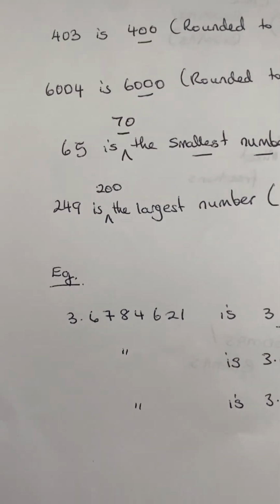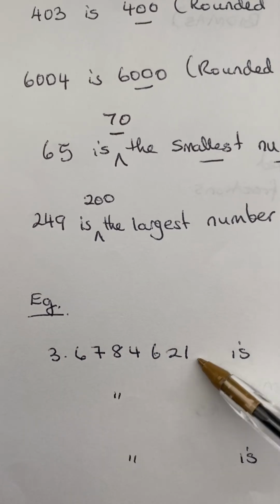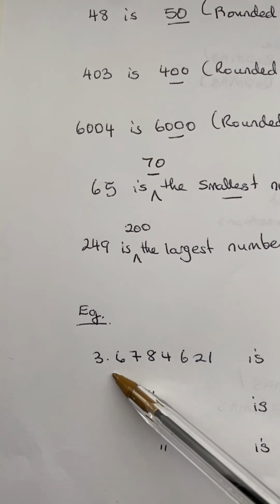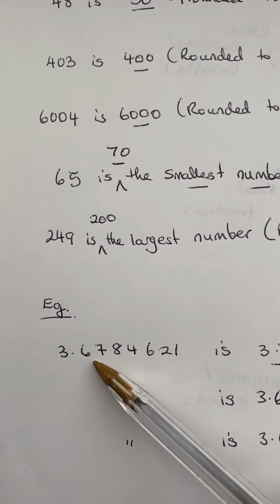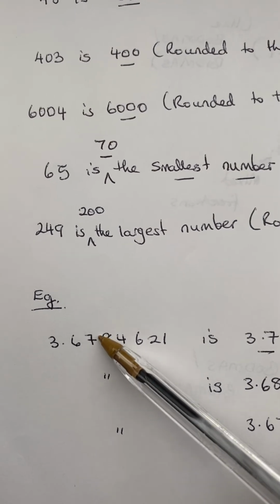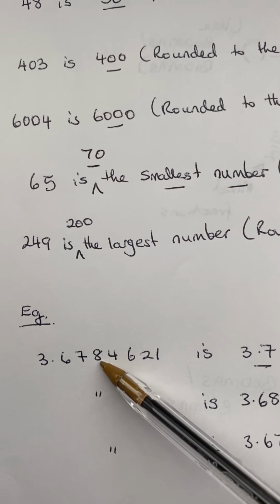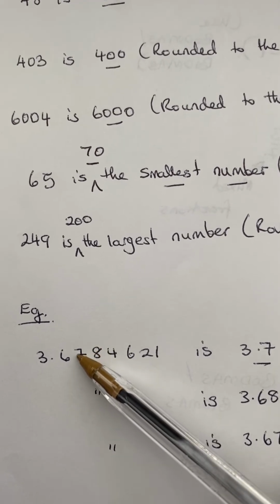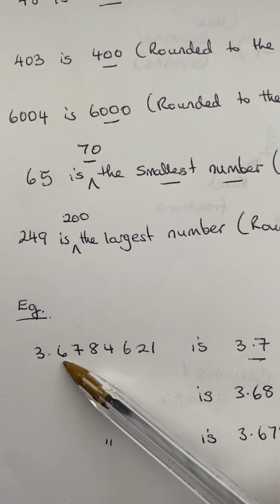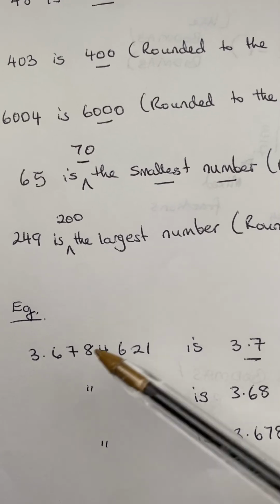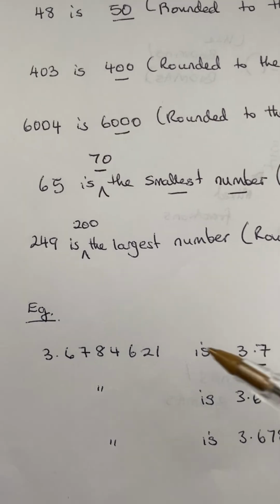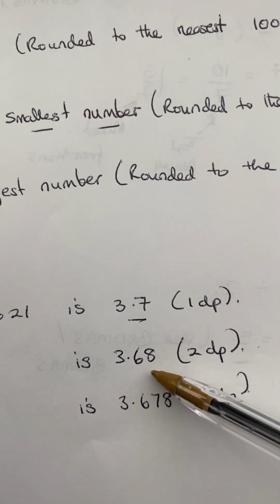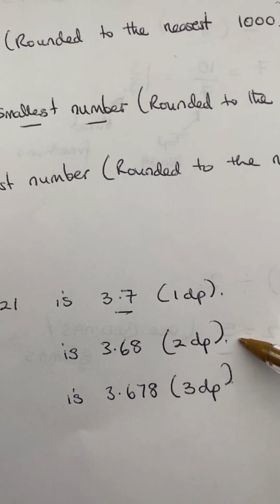Now this same decimal to 2 decimal places. So after the decimal, I need 2 numbers, 1, 2, that is my cutoff line. But the next number here is 8, which is greater than 5, so I'll round it up. So that is why I have 3.68 to 2 decimal places.